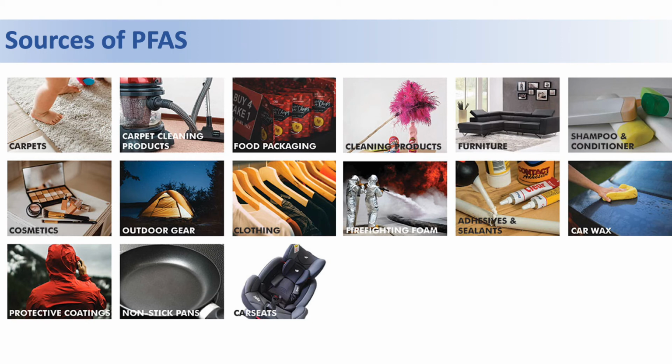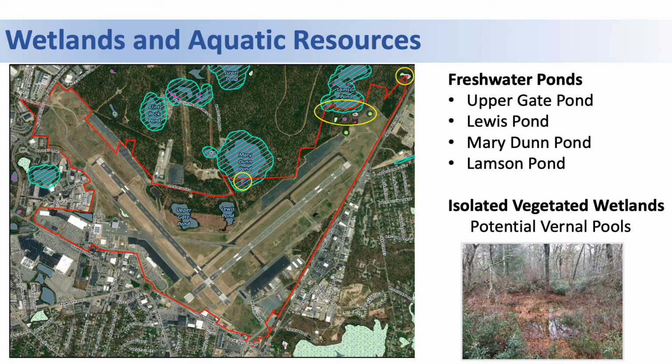Although the airport is mitigating for the PFAS found in soil and groundwater due to firefighting activities, PFAS is located in many sources of everyday use, such as carpets, carpet cleaning products, food packaging, cleaning products, furniture, shampoo and conditioners, cosmetics, outdoor gear, clothing, firefighting foam, adhesives and sealants, car wax, protective clothing, non-stick pans, and car seats.